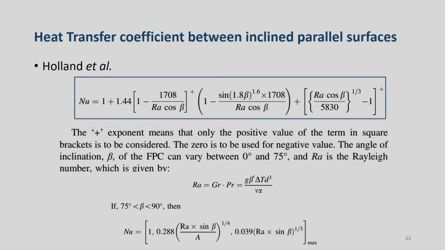This is one more correlation, developed by Hollands et al. He has also suggested some kind of range with beta. This beta is the inclination. Like this flat plate collector, some inclination is maintained, so this inclination we have to consider. Based on this inclination we can use this correlation. If its value is between 75 and 90, then we can go for this. There are other conditions we have to consider for selecting these correlations as well.